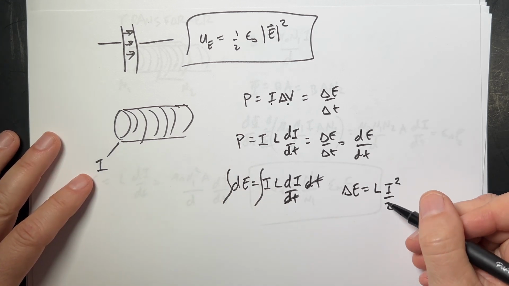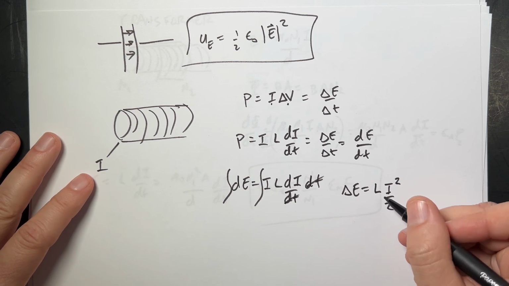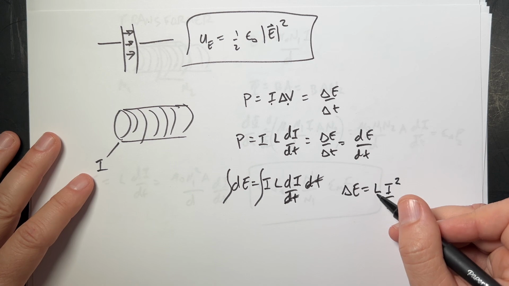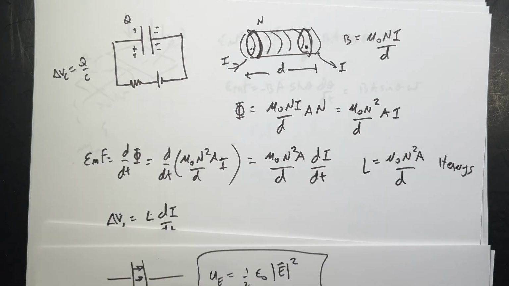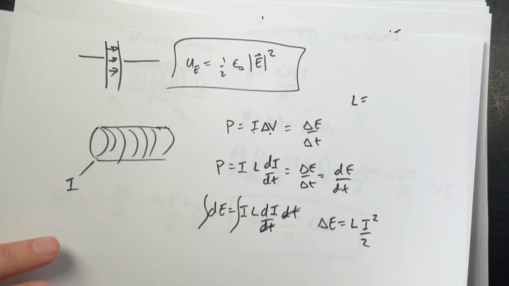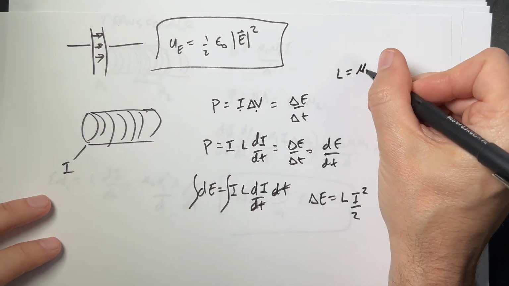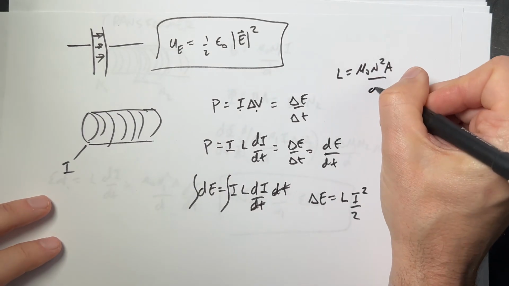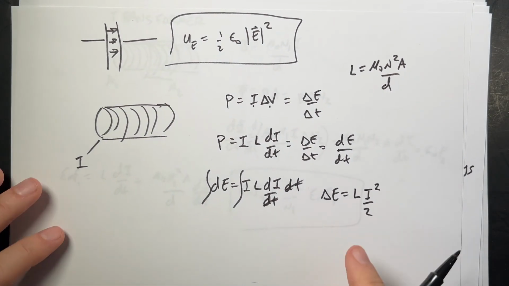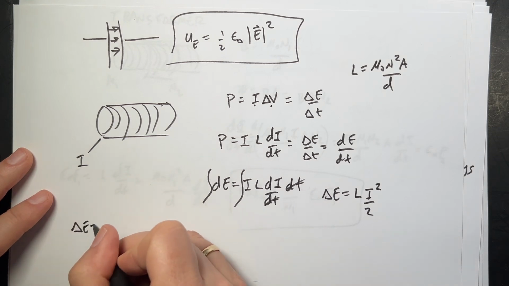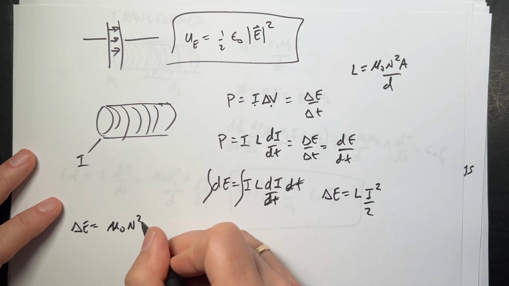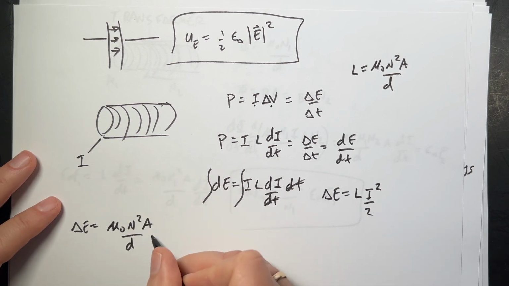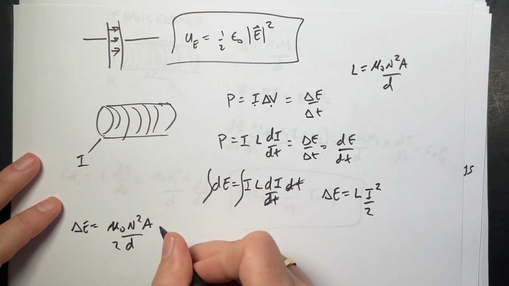Now I can put in my expression for the inductance of an inductor, L. Remember that L is mu naught n squared A over D. So if I put that in right here, I get delta E equals mu naught n squared A over D, and then I have a 1/2, and then I squared.